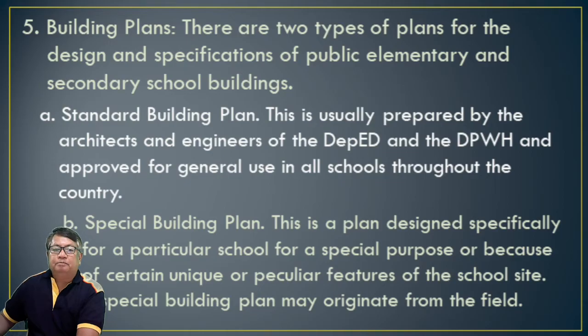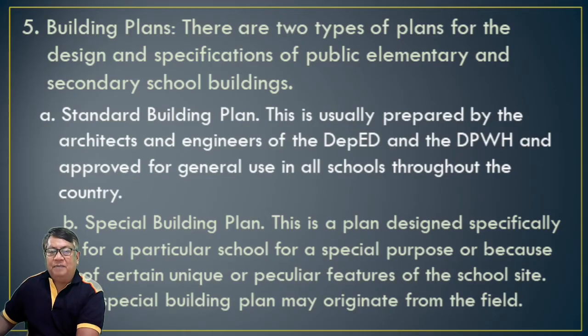So, building plans, number 5. There are two types of plans for the design and specifications of public elementary and secondary school buildings. We have for letter A, standard building plan. This is usually prepared by the architects and engineers for the DepEd and the DPWH, the Department of Public Works and Highways, no? Approved for general use in all schools throughout the country.